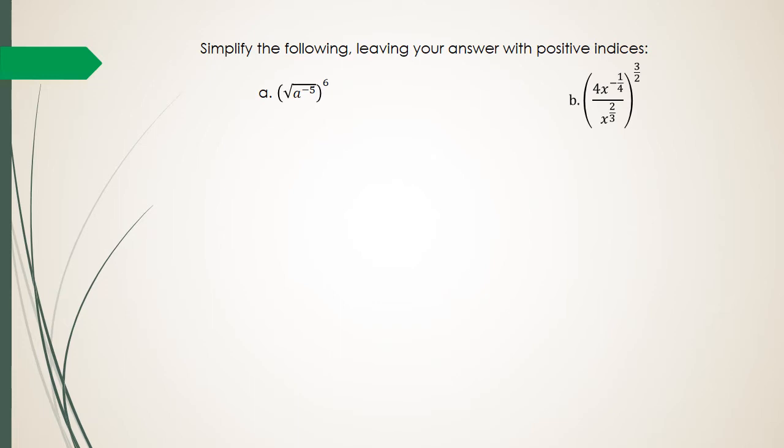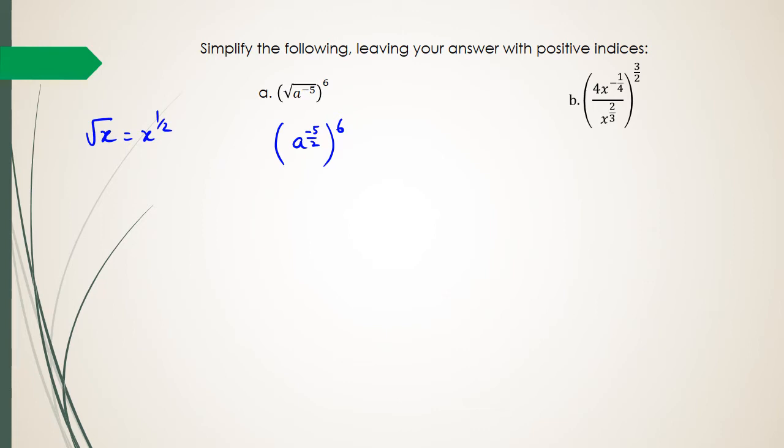With the first one, we've got the square root of a to the power of negative 5, raised to the power of 6. So I'm going to get rid of the square root. Remember that the square root of x can be written as x to the power of a half. So in this case, we're going to get a to the power of negative 5 over 2, and that's going to be raised to the power of 6.